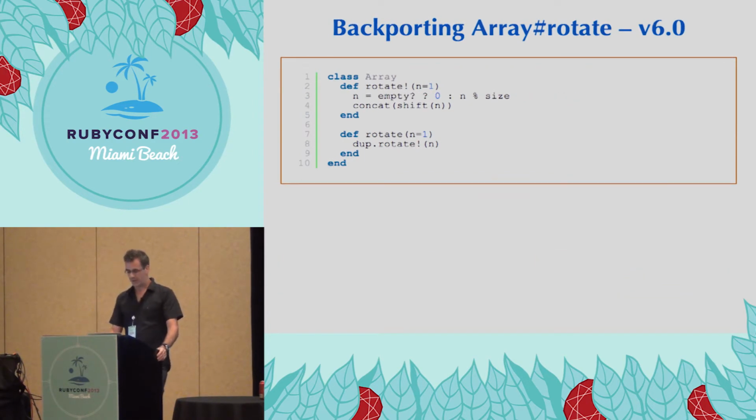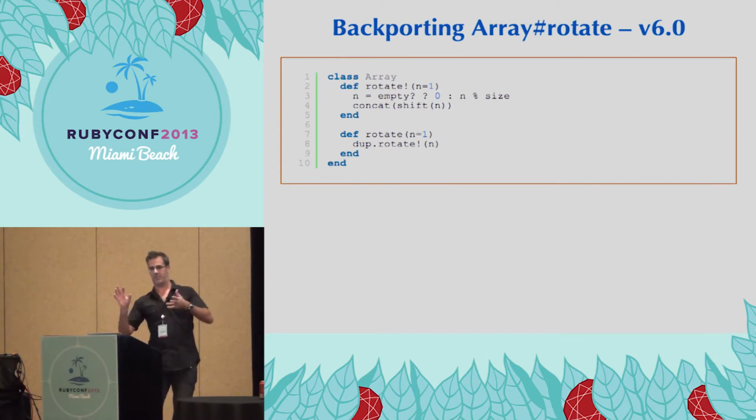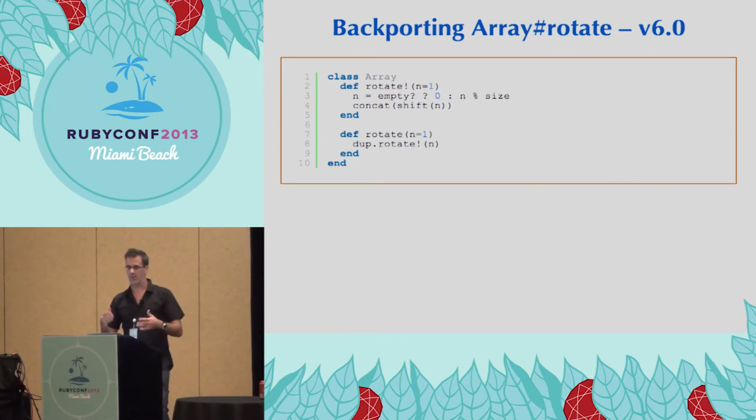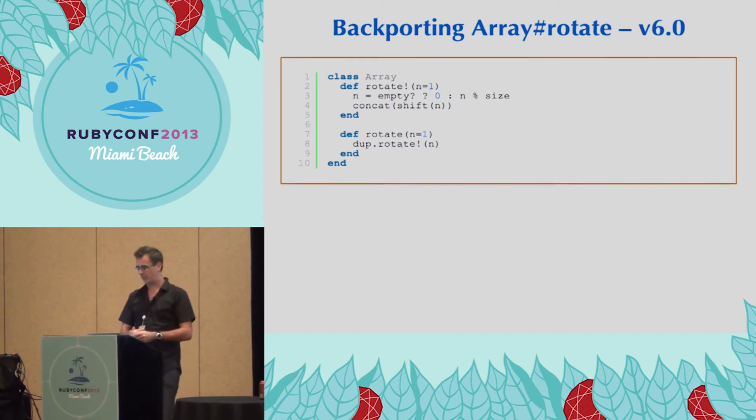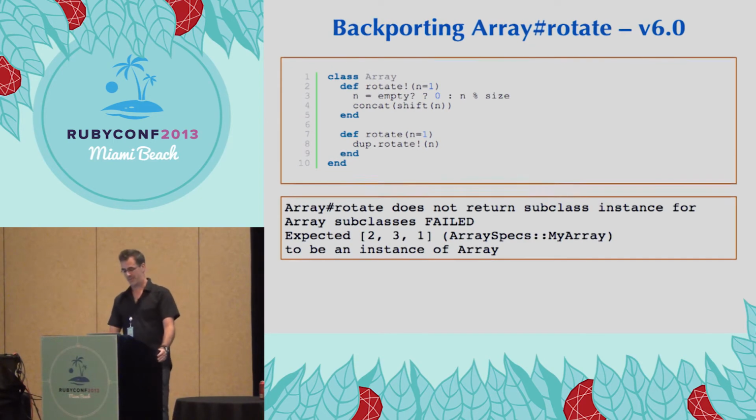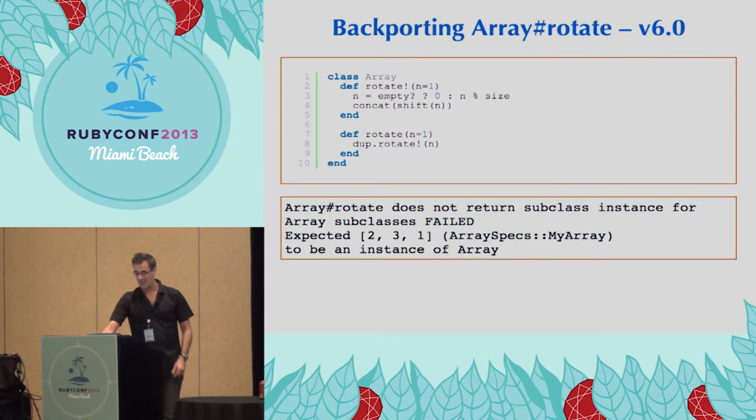So we have to modify this a bit and try to shift 0 if it's empty, so this will also raise the error for us. So we're at version 6, and do we pass the specs yet? No. Okay, we have to return, we should not return a subclass instance for array subclasses.